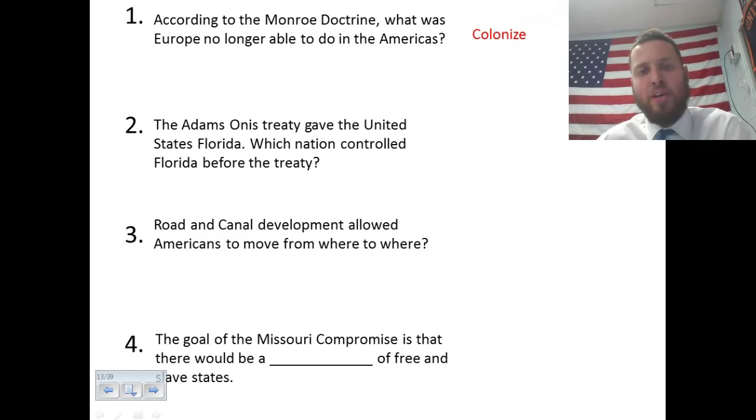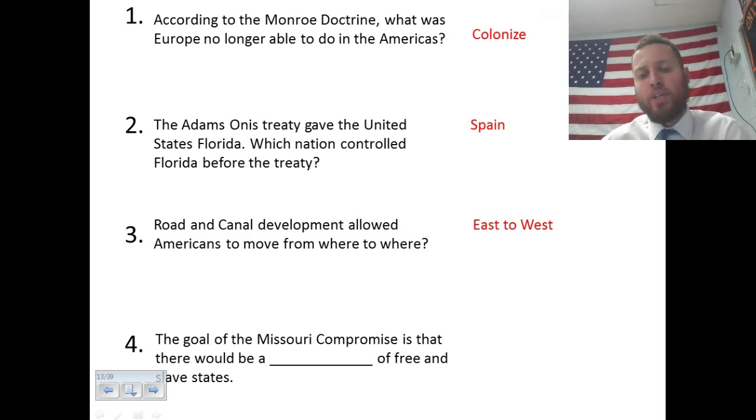Number two, the Adams-Onis Treaty gave the United States Florida. Which nation controlled Florida before the treaty? That is Spain. Spain controlled Florida before the treaty. Great. Awesome. Hey, number three, road and canal development allowed Americans to move from where to where? They allowed them to move from east to west. From east to west, they were able to be on the move.